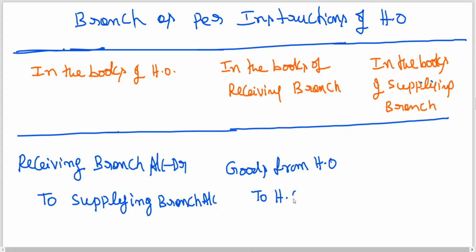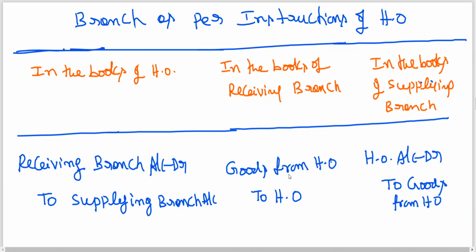Who is the giver? Receiving branch will feel head office is the giver. In the books of supplying branch, who is receiving? Supplying branch will feel head office is the receiver. Debit the receiver. And here they'll be crediting goods from head office.